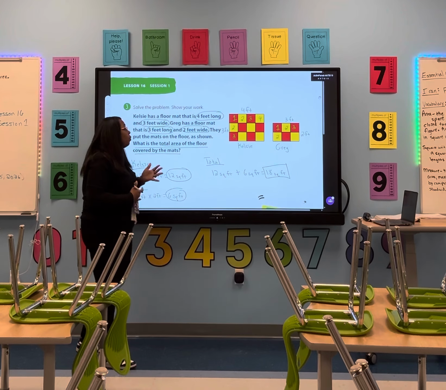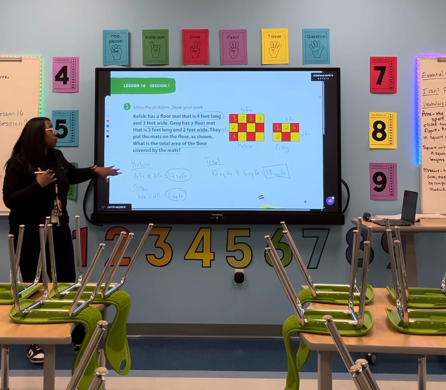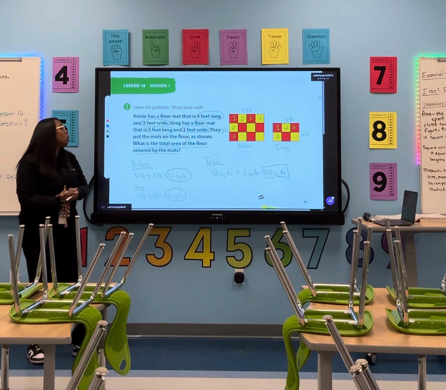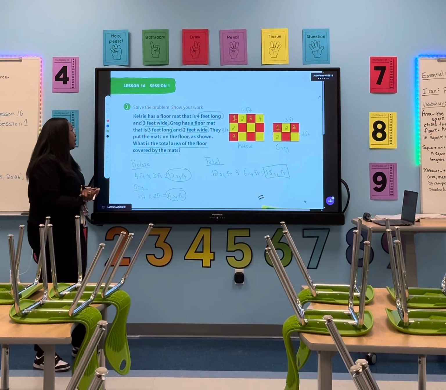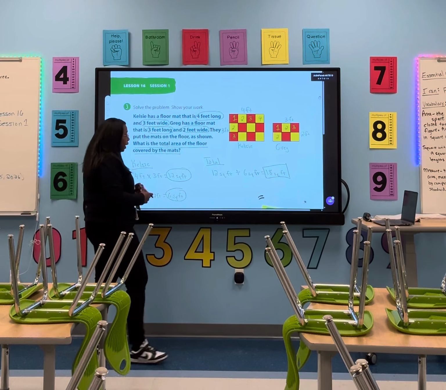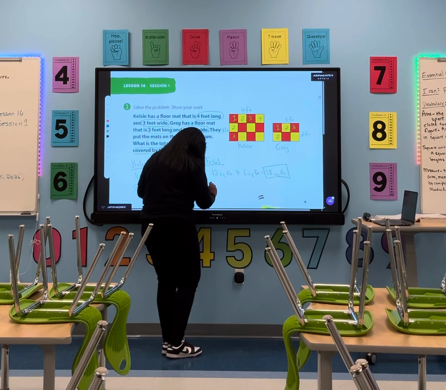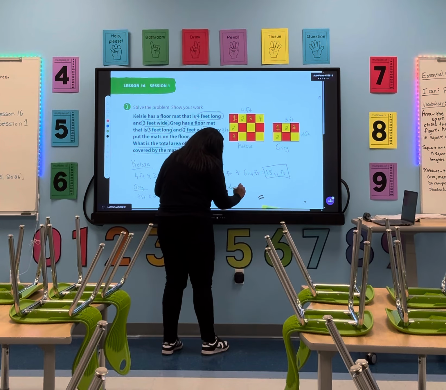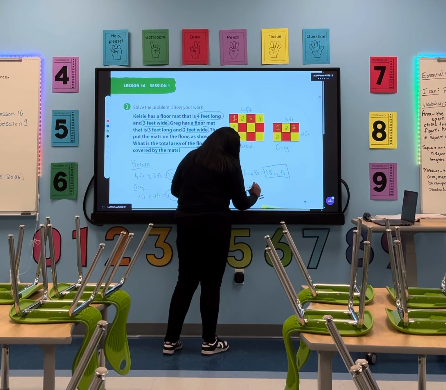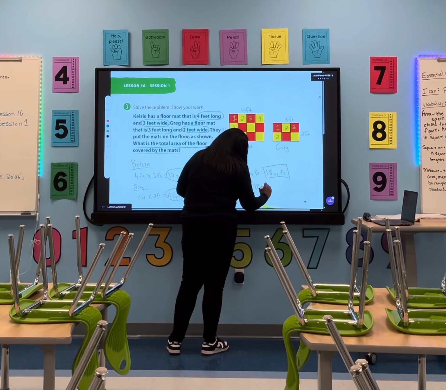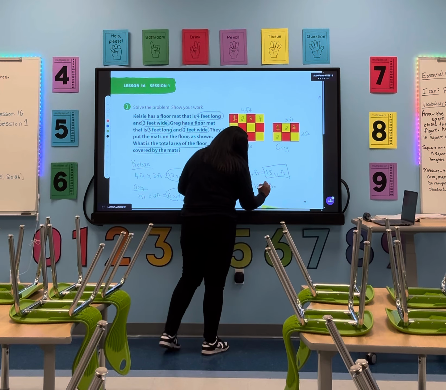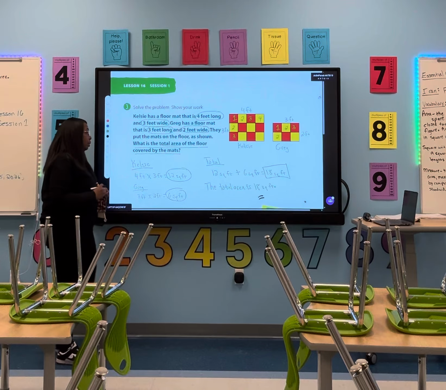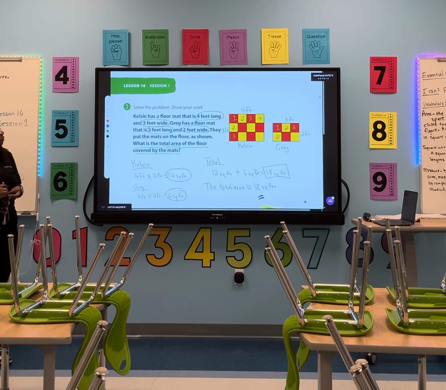So now we can go ahead and finish up by answering the question they asked us. What is the total area of the floor covered by the mat? We will say the total area is 18 square feet. And that would be it. That is our complete problem, guys.